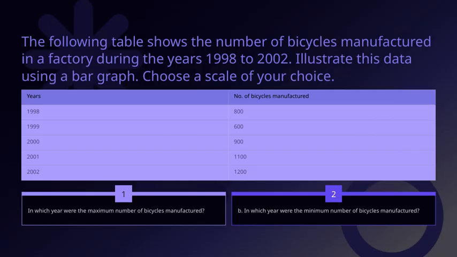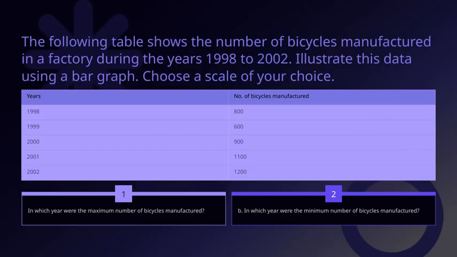Now, focusing on the key points. Which year had the highest production? That would be 2002, with 1,200 bicycles manufactured. It indicates a peak in production, possibly reflecting increased demand or expanded manufacturing capacity. On the other hand, the year with the lowest production was 1999, with only 600 bicycles. This dip could have been due to various factors like supply chain issues or market conditions.